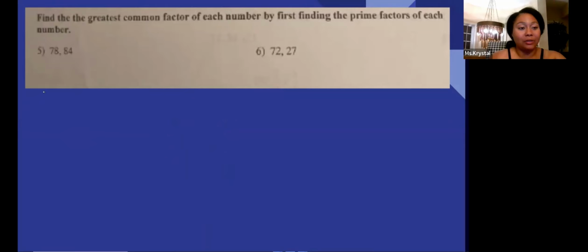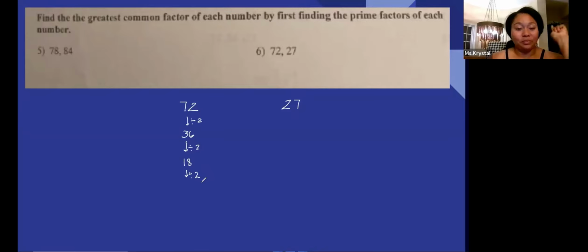Let me go ahead and clear this out, and we're going to write these numbers now. So we have 72, and then I'm going to write this one, 27. Okay. So we're going to do the same thing. 72 is definitely divisible by 2 because it's an even number. So half of 72 is 36. And then 36 is also an even number, so we're going to divide that by 2. And 36 cut in half is 18. It's also an even number, so we are going to divide it by 2.